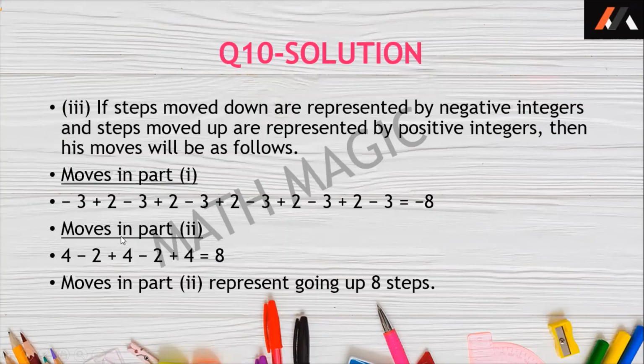And the moves in part 2 will become 4 minus 2 plus 4 minus 2 plus 4. It initially was minus 4 plus 2. We changed the symbols to 4 minus 2. Okay? I hope it's clear. Moves in part 2 represent going up 8 steps because it is a positive symbol, and in this question it is given that the steps moved up are represented by positive integers. This question is a very important application-based question. I hope it's clear.